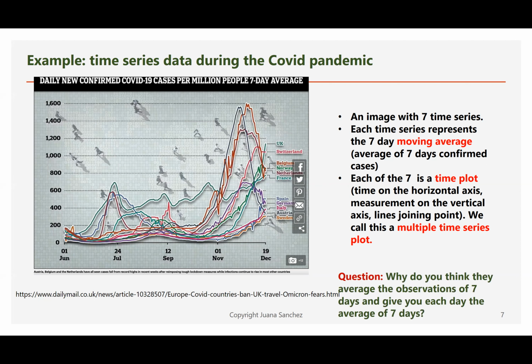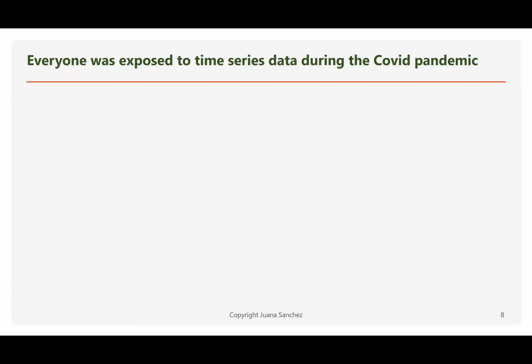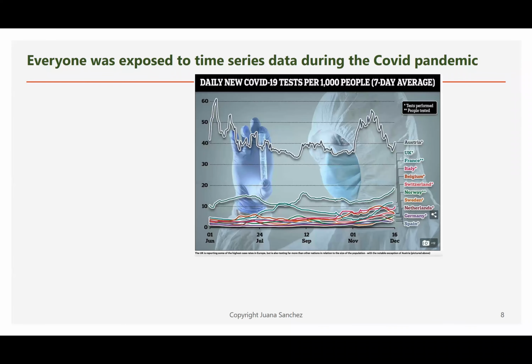Here is a question for you. Why do you think they average the observations of 7 days and give you each day the average of the 7 days? Everyone was exposed to time series data during the COVID pandemic. In fact, during the COVID pandemic, a lot of people became literate in time series without them knowing that.